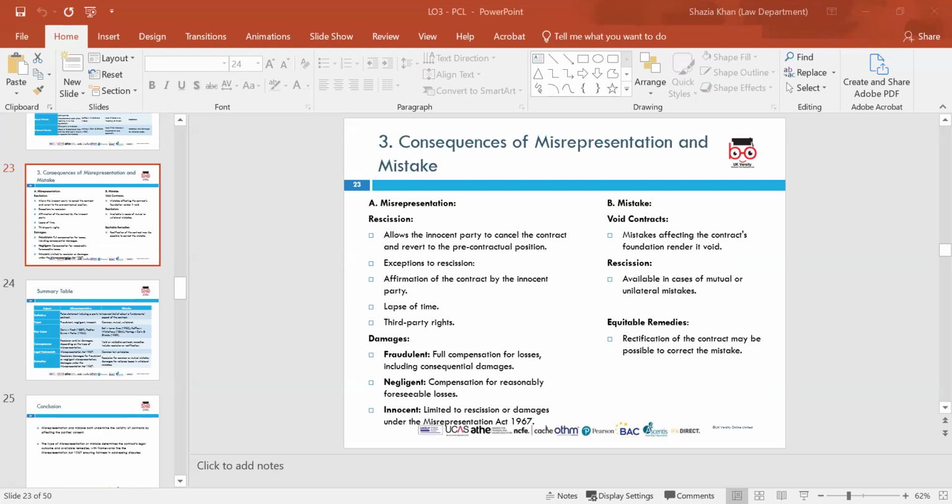So the consequences are that the court will allow rescission, which allows the party to cancel the contract and revert to the pre-contractual position, or damages under misrepresentation for fraudulent, negligent and innocent, and that would be dependent on each case and how it is judged. For mistake, there is a void contract, and in certain cases you get rescission, and equitable remedies such as rectification of the contract to correct the mistake.